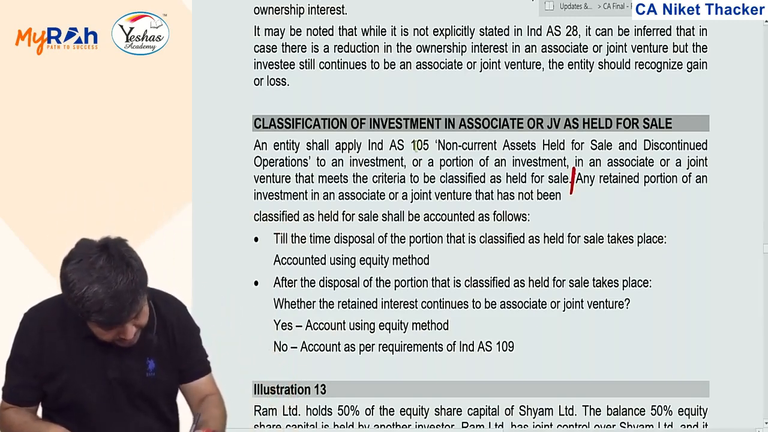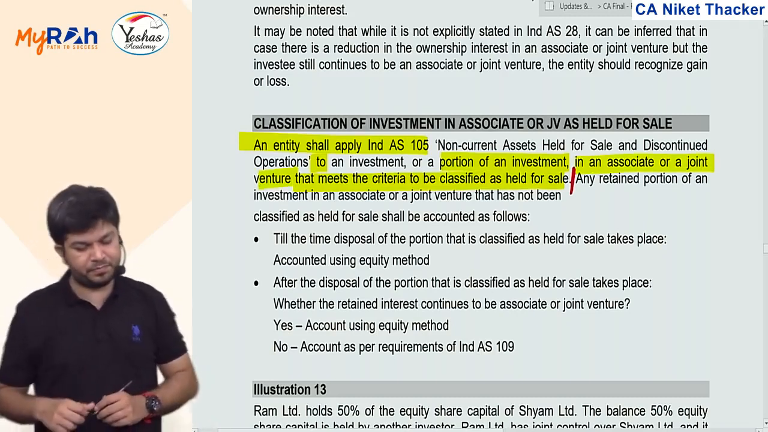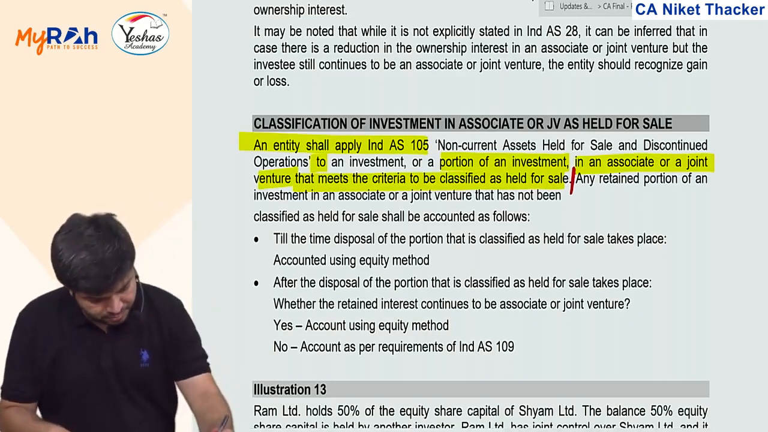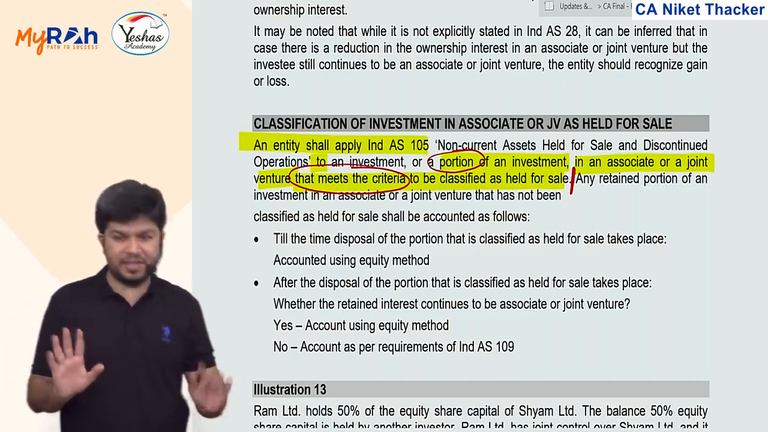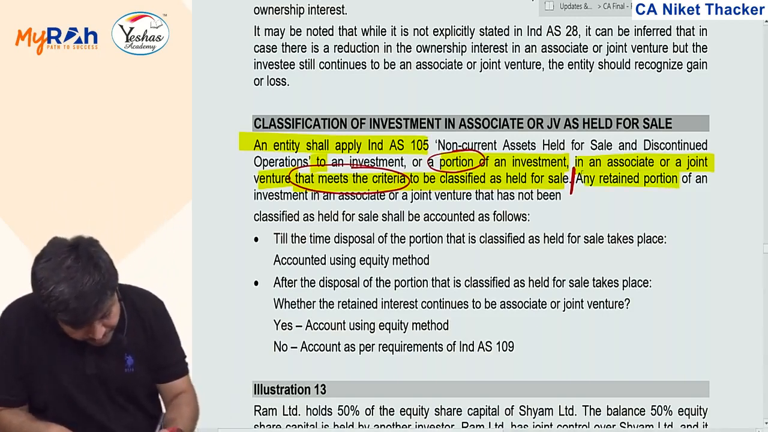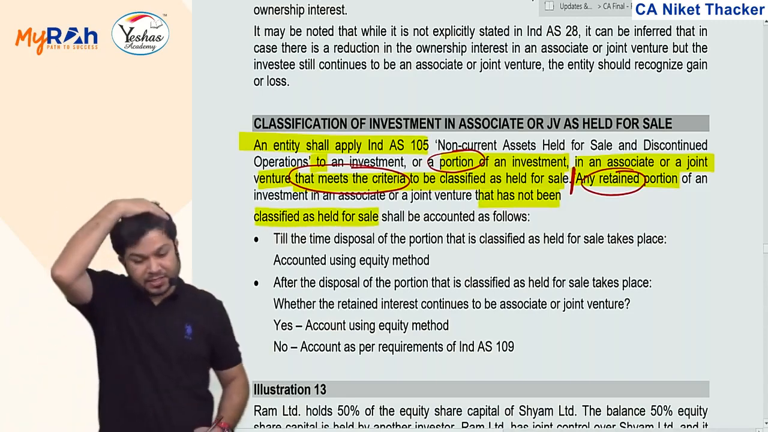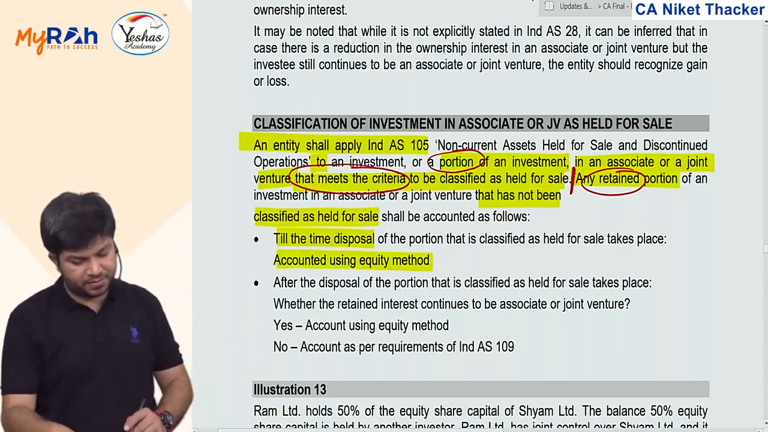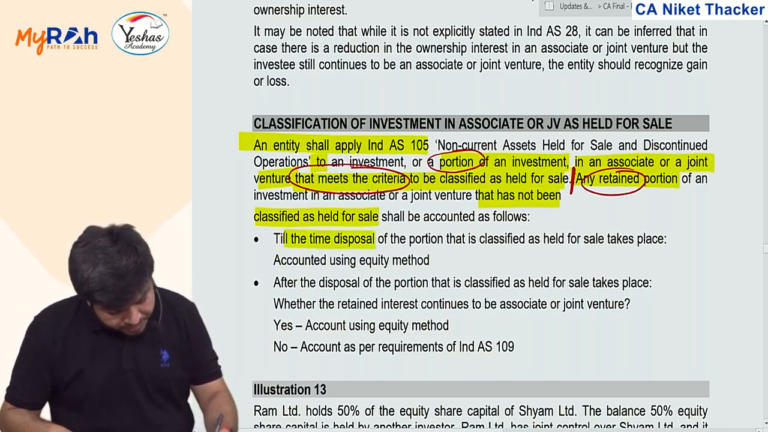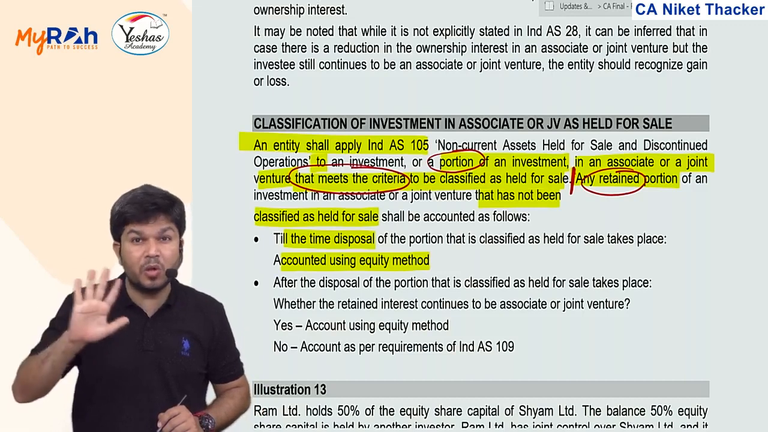Okay, so entity shall apply 105 to portion of investment that meets the criteria as held for sale. Portion of investment that meets the criteria of held for sale, that will be as per 105. Any retained portion, remaining portion, that has not been classified as held for sale till the time of disposal, account using equity method. This is for the portion retained not classified as held for sale.